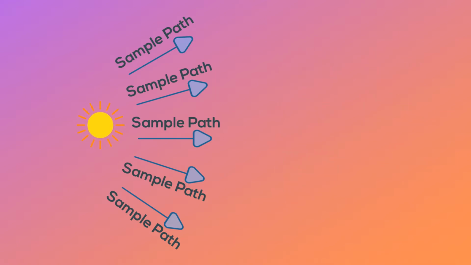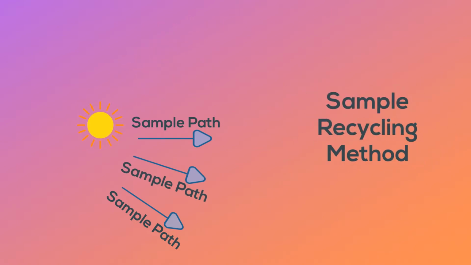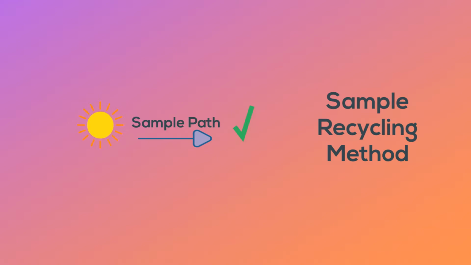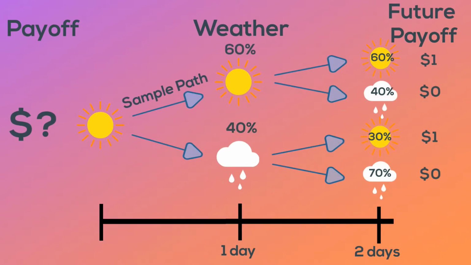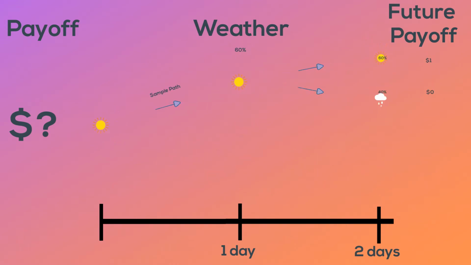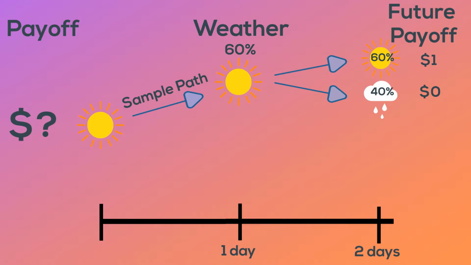In order to help reduce the amount of calculations needed, we can use the sample recycling method, which uses only one sample path to calculate the expected outcome of all possible alternative paths. To explain how sample recycling works, let us use the same example as before. In this method, we only use one sample from one path as a reference to calculate the expected outcomes of the other paths. Let us use the path that it will be sunny tomorrow as a reference to estimate the expected payoff of the path that it will rain tomorrow. We will refer to these paths as the reference and target paths.